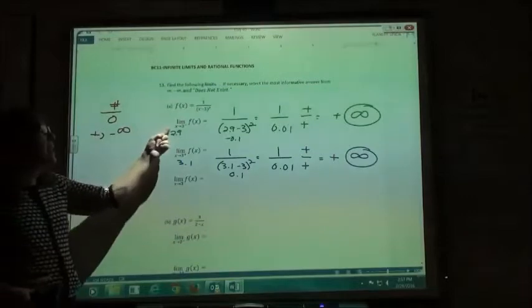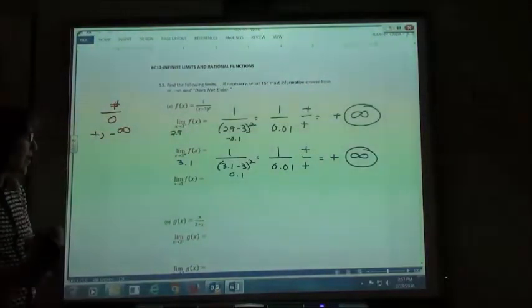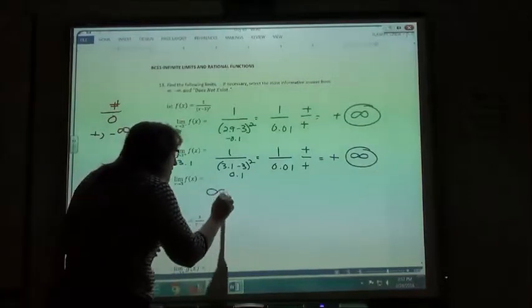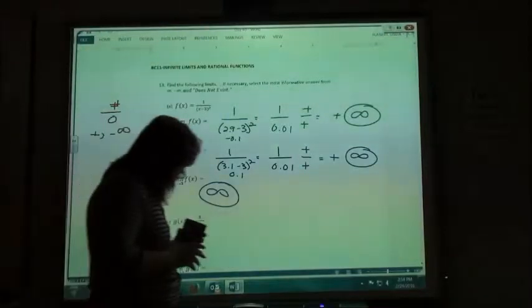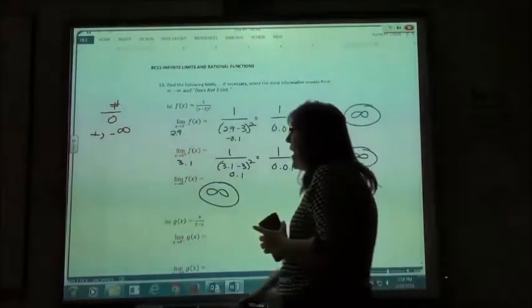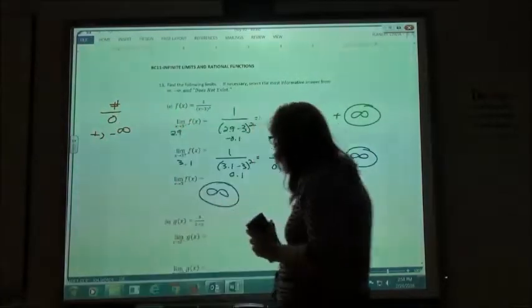So since the limit as I approach from the left-hand side is the same as the limit as I approach from the right-hand side, the limit of my function is going to be the same thing. The limit as I approach from the left was infinity. The limit as I approach from the right was infinity. So the limit of the whole function is also infinity. So this happens when you try to evaluate directly and you have a number over 0.